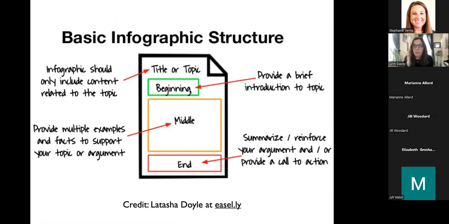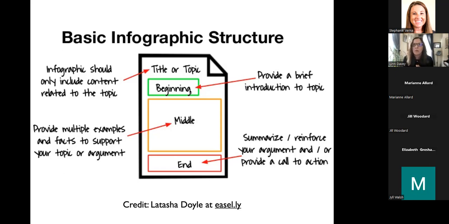It looks like the term papers that we wrote in high school, right? You have your title or your topic, a beginning, which is a little bit of a summary, a little introduction, then the middle where you have a lot of examples, where you're going to put your data, you're going to build out your argument as much as you can in the space that you have, and then the end, which summarizes it. So this doesn't have to be complicated. I know a lot of times we will go to places like Canva or Easelly and it's just some template and we're trying to punch things into it.